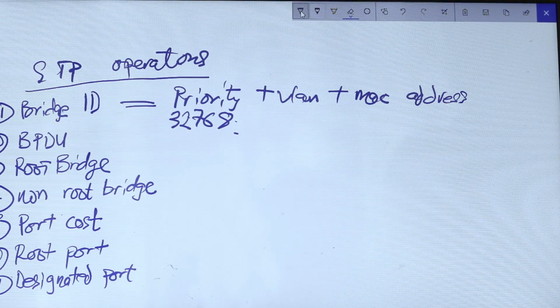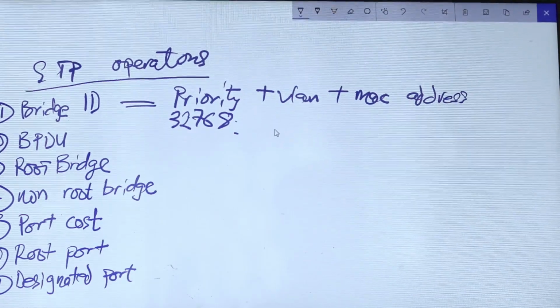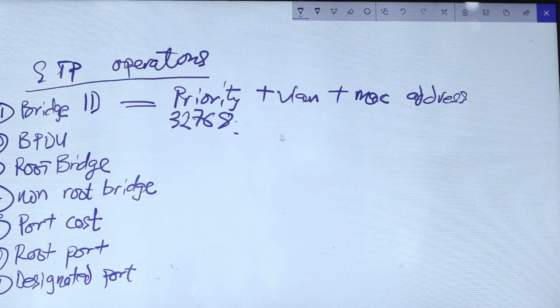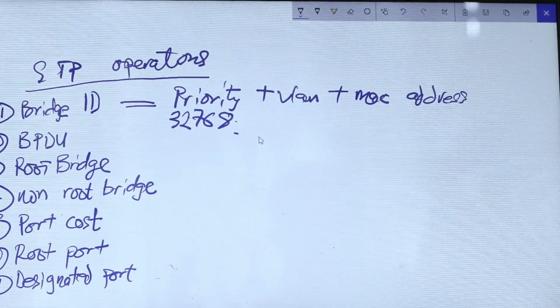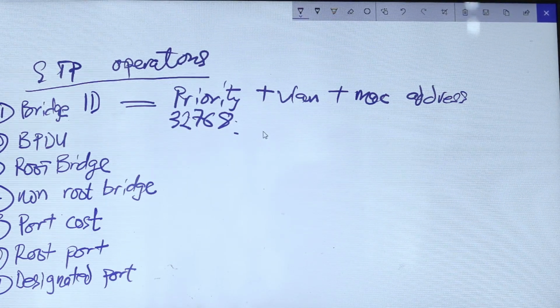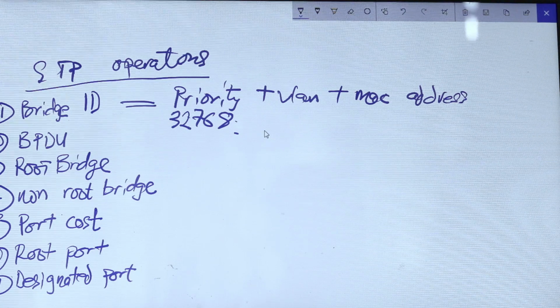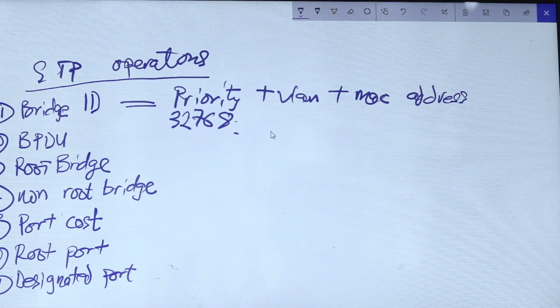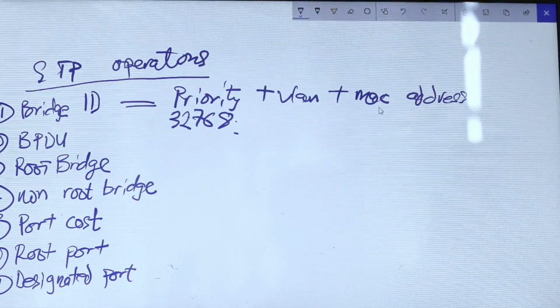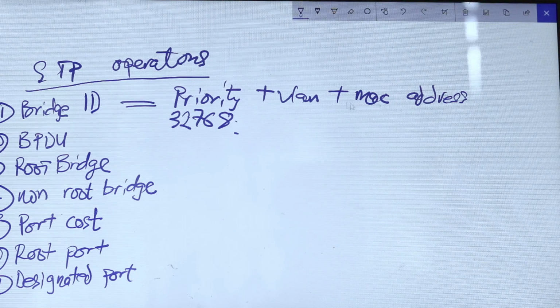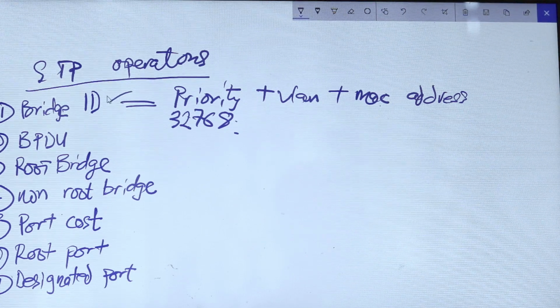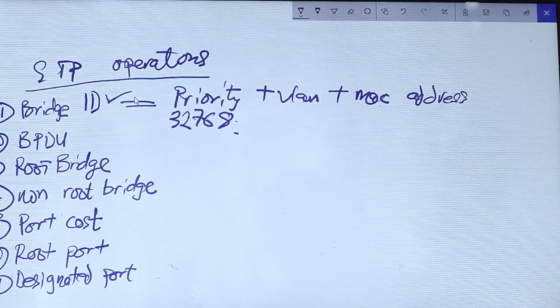What about VLAN? You know VLANs already? Yes. So, if you have a new switch, all the ports are in VLAN 1. That's the default VLAN. So STP works with VLAN. If you haven't configured any VLAN on the switch, it still has a VLAN, VLAN 1. And every switch has a MAC address, which is unique. Okay? So the combination of all these things here will give you the bridge ID. So every switch has a bridge ID.